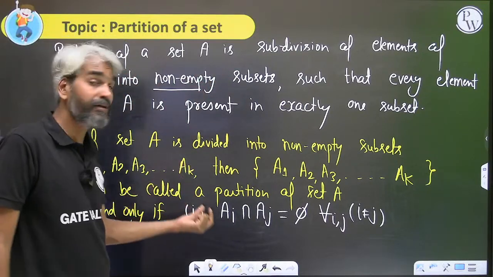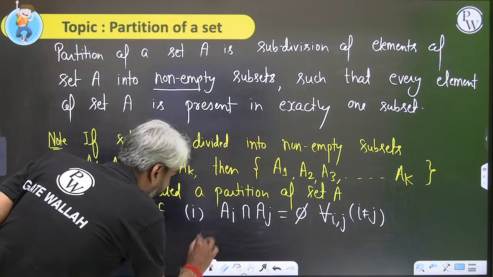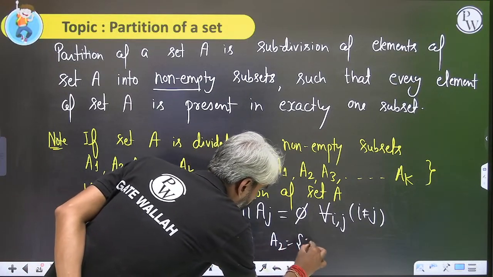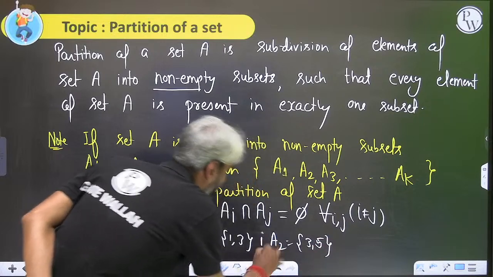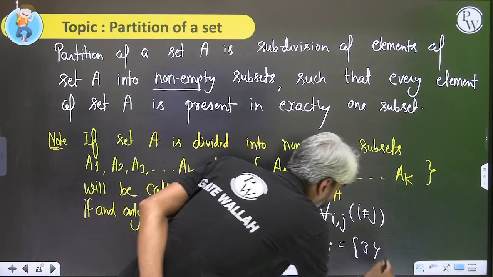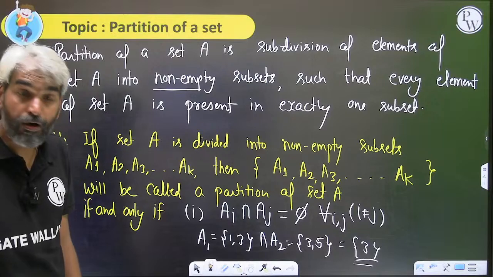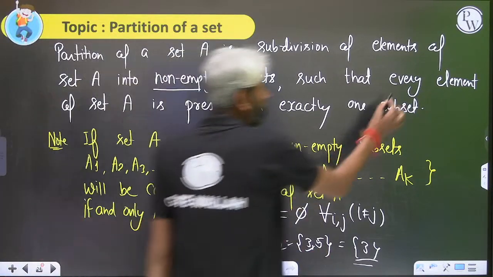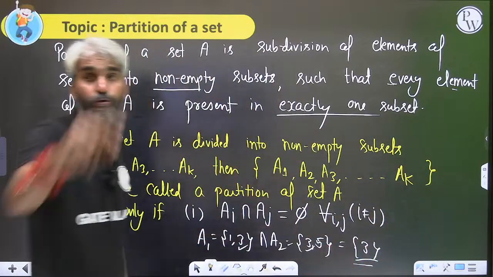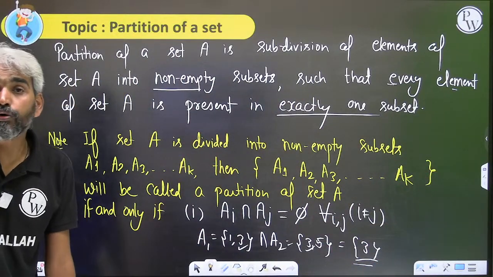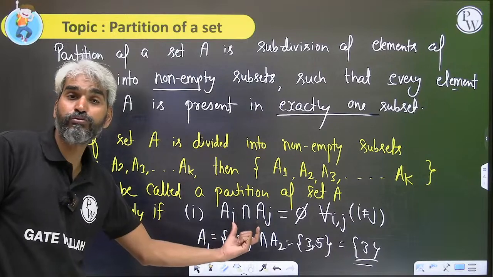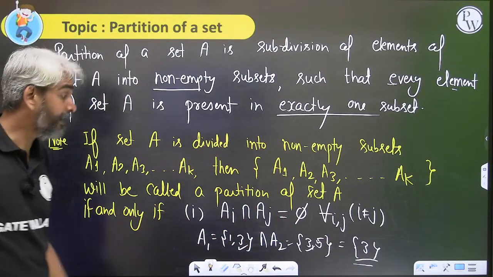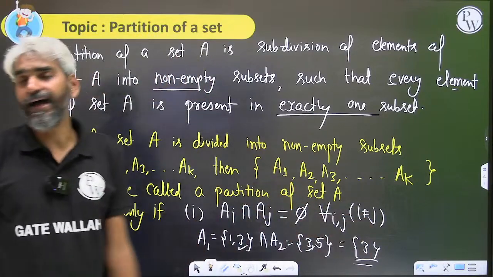What does it mean? No element of set A should be present in more than one set. Let's say A1 is equal to 1, 3 and A2 is equal to 3, 5. Now if I take the intersection, I'll get the answer as 3. Why is this coming as 3? Because there is an element 3 which is present in more than one set. But we said that every element should be present in exactly one set. No element can go in more than one set. That's what is being checked by this first condition, that AI intersection AJ should be equal to phi for all I, J such that I is not equal to J.